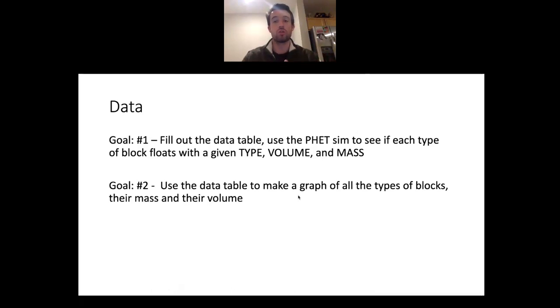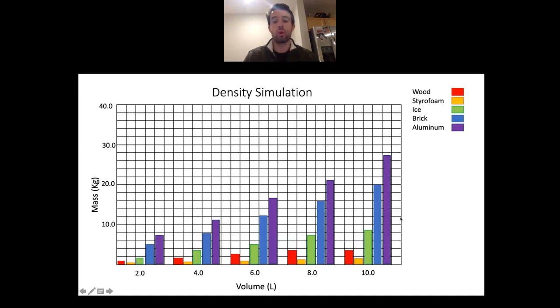And then what you're going to do after you've got that data table all filled out is you're going to want to use the graph that we have for you to graph all the block types with their mass and volume. So here's one example of what your data table could look like. If you do a bar graph, notice that I've got volume on the bottom and mass on the sides.